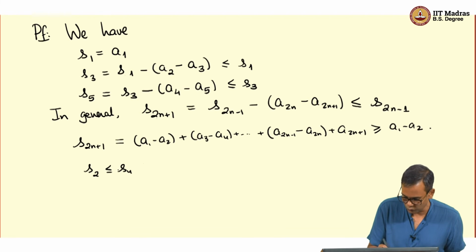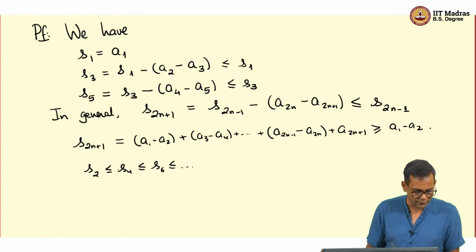Similarly, you can show that the sequence of even partial sums S2 is going to be less than or equal to S4, which is going to be less than or equal to S6. This is going to be a sequence of increasing terms, or weakly increasing terms, that is bounded above.